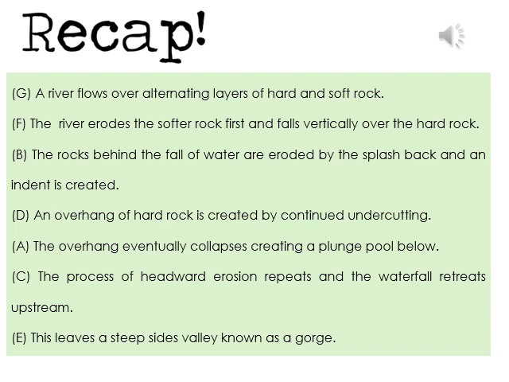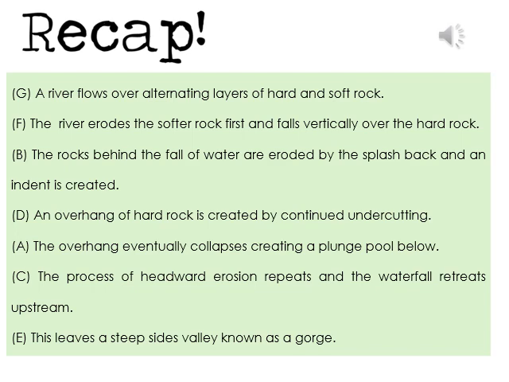Here are the answers to our recap task. Can you please go through and check that they're right? Maybe reorder any that need to be. So the first one is, a river flows over alternating layers of hard and soft rock. The river erodes the soft rock first and falls vertically over the hard rock.